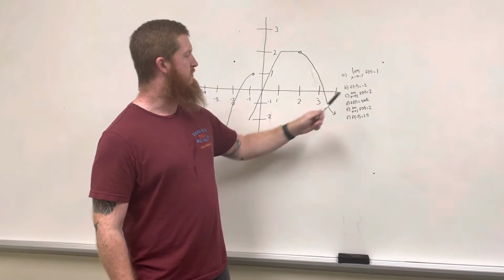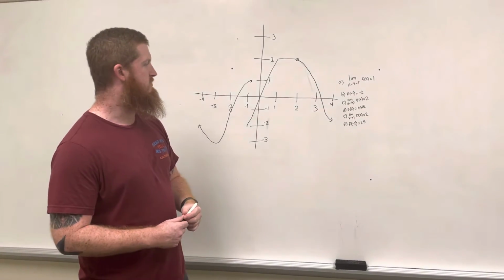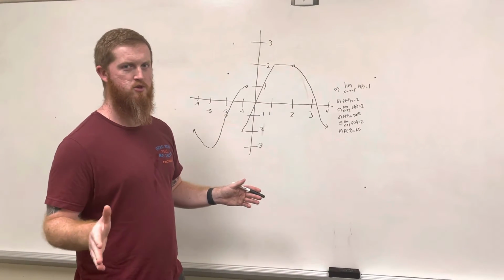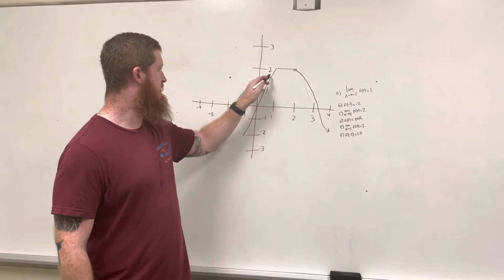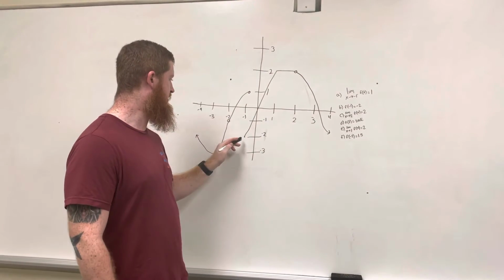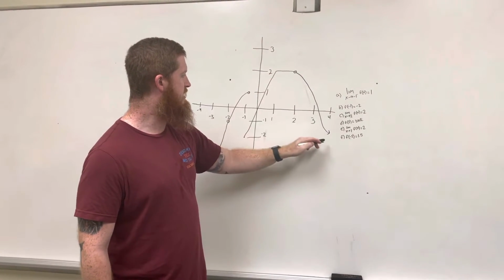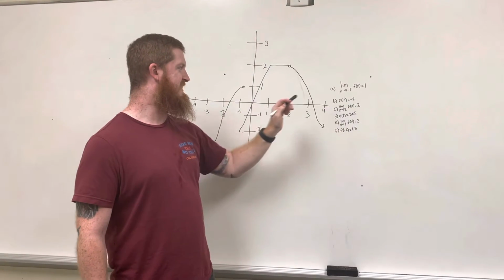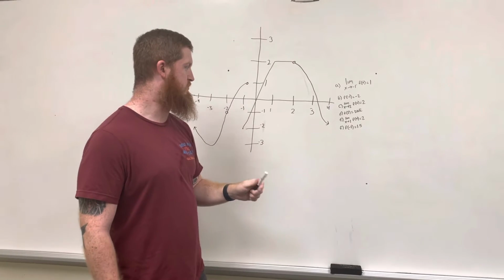Now for C, the limit as x approaches 2. Since there's no sign, we're going to be looking at it approaching from both sides. We're going to be using this graph right here, and we see that approaching from the left and approaching from the right, f of x is approaching 2. So the answer to C is 2.